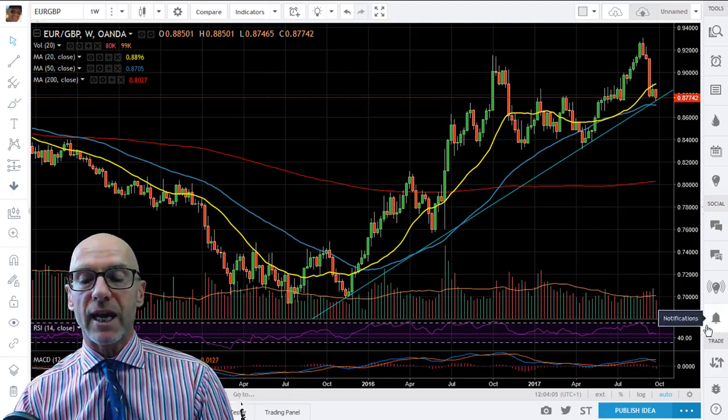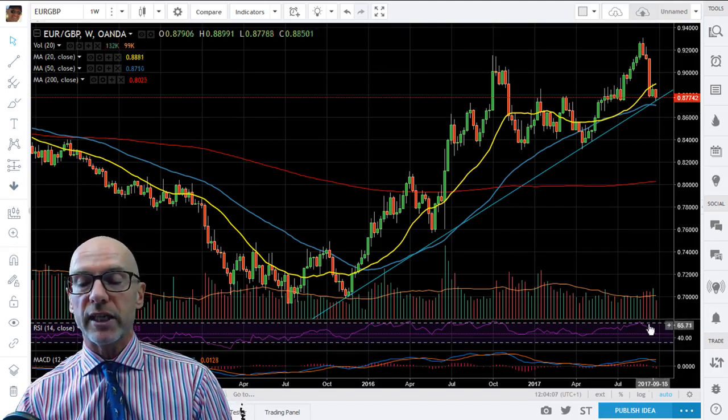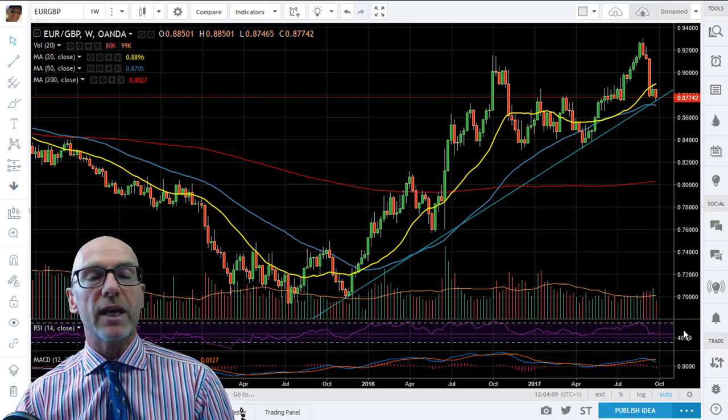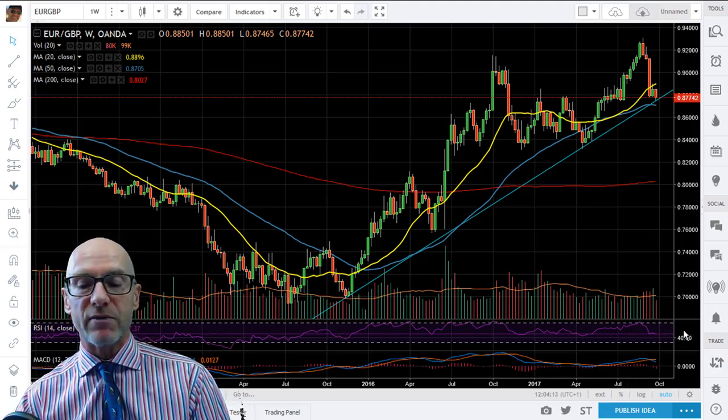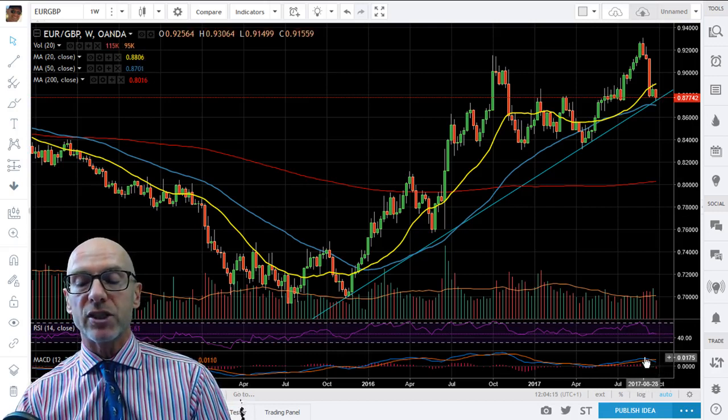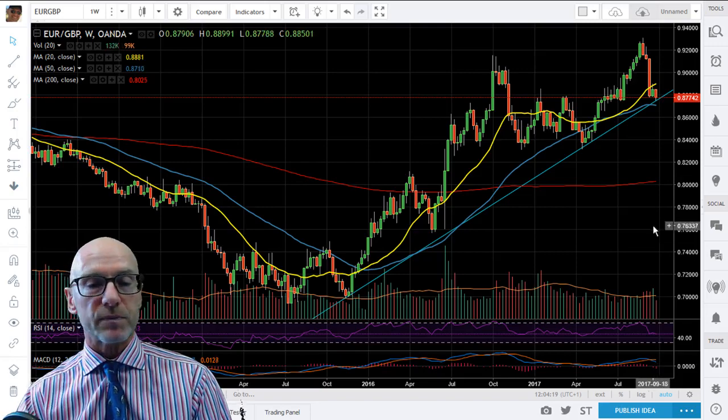On the RSI on this weekly, you can see that it's showing negative momentum. It's back below 50 at 47.37, and likewise the MACD short term has moved below the longer term.